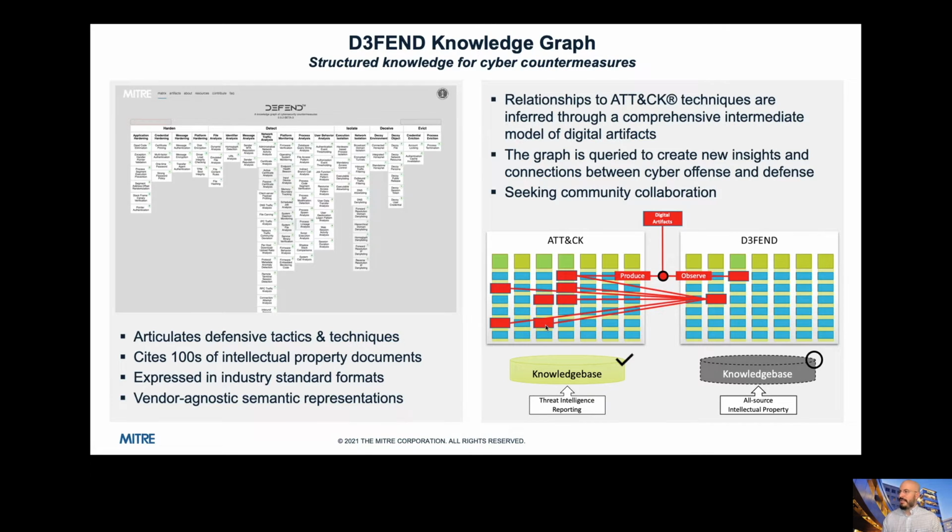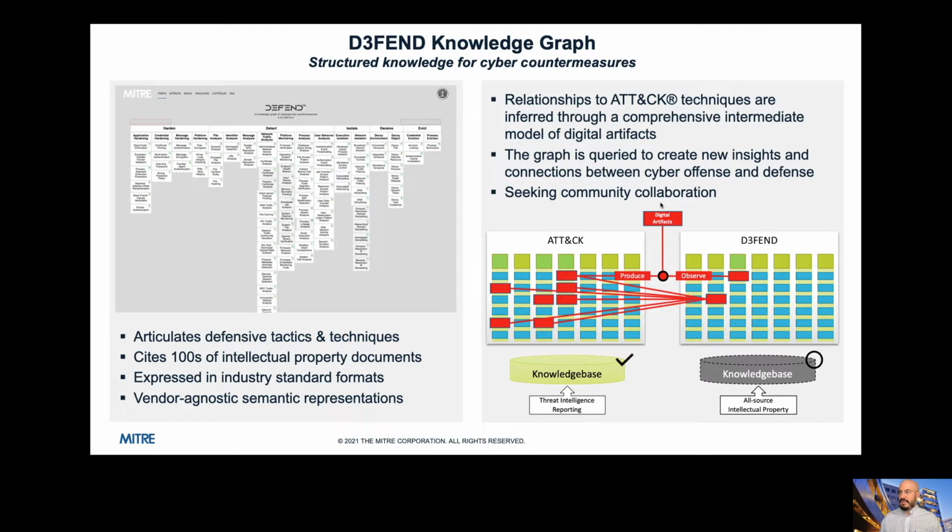One obvious first use case is, okay, now that I've got these defensive countermeasures identified, what offensive techniques are those going to address? So you see this picture of Defend connected to ATT&CK with these red lines. And then you see this callout in the middle here with this idea that we call digital artifacts. So instead of just directly relating the defensive techniques to the offensive techniques, we do it through inference and reasoning through this intermediate model. And I'm going to talk about that in much more detail on the next slide here.